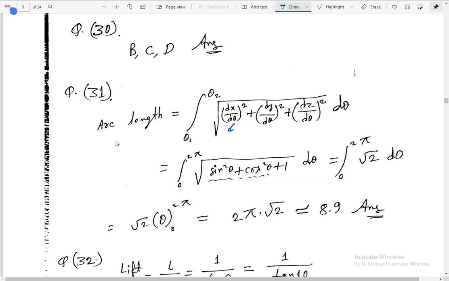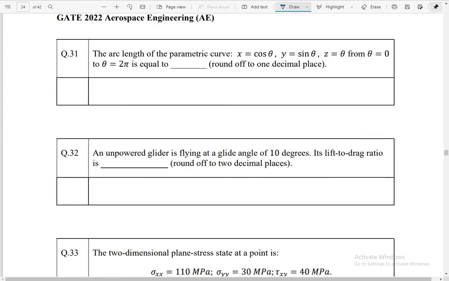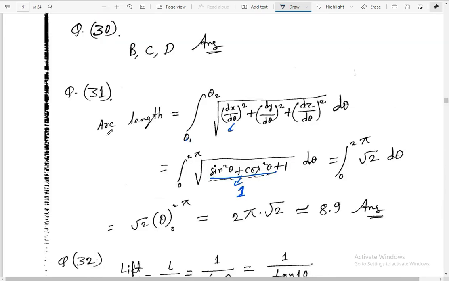When we square, we will get sin square theta plus cos square theta plus 1. These two values, sin square theta plus cos square theta, equal 1. So 1 plus 1 is equal to root 2, integrated from 0 to 2 pi, because the angle is given here as theta equal to 0 and theta equal to 2 pi. This is a straightforward question if you know the arc length formula. After that we will have 8.9 as the answer. Okay, that is question number 31.